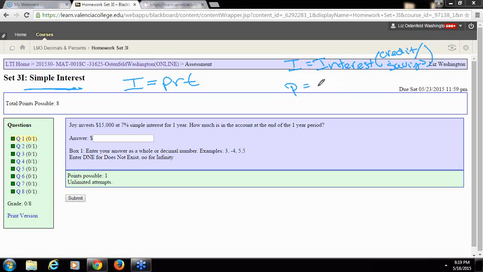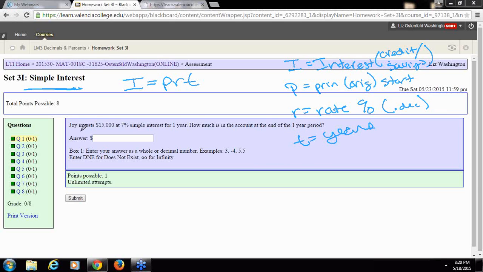Okay, P stands for your principal, which for me is always your original amount. It's either the amount of money you borrowed for a loan, or the amount of money you deposited into the bank, it's that starting amount. Your R is your rate, which is usually a percent, and when you plug it in, we're going to plug it in as a decimal. And your time is your years. This formula is always about years, okay?